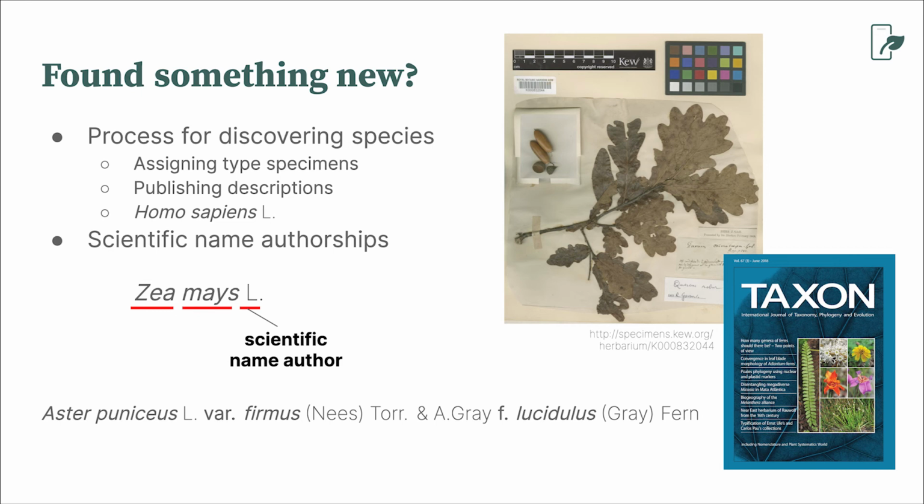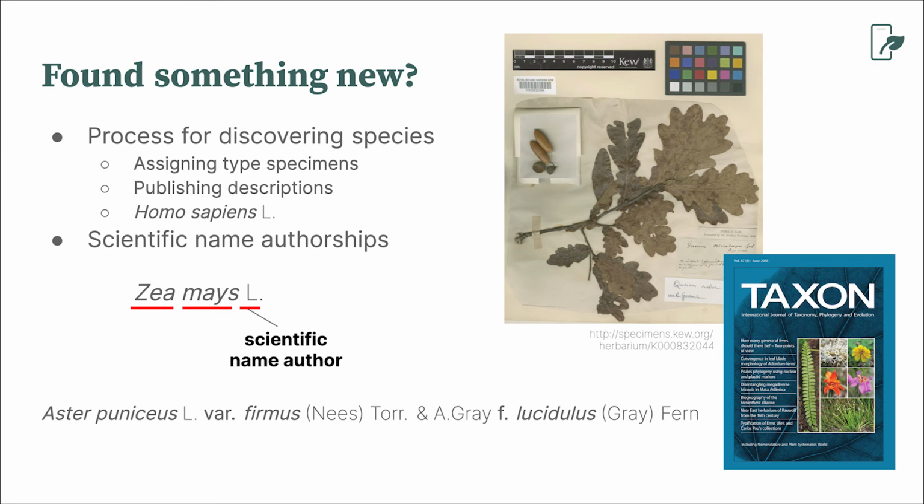And importantly, when you do find something new, you have to assign a type specimen, which basically means this is the specimen that the species description was written from. This is the archetypal, in this case, oak. And what's funny is that when he published Homo sapiens with his authorship, he assigned himself as the type specimen. So Linnaeus saw himself as the characteristic archetypal human, which is quite amusing.